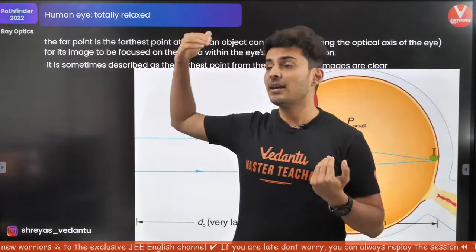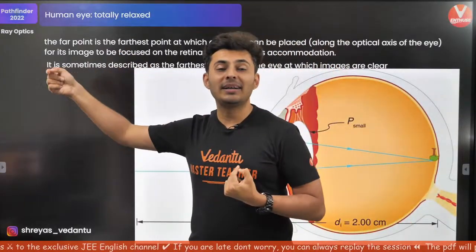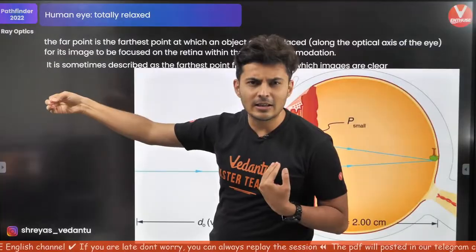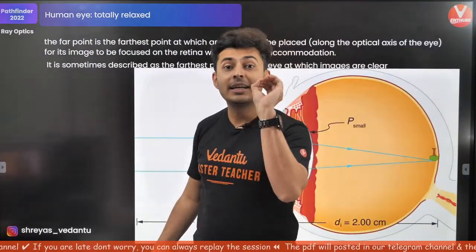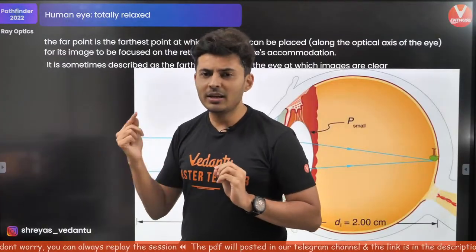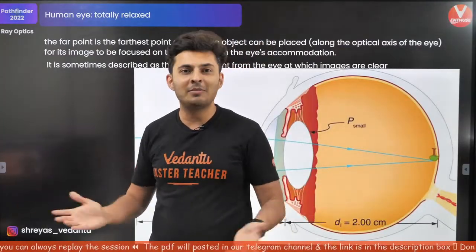So that is called the far point. The far point is basically that farthest point till which you can see clearly. Usually what is the far point? It is infinity for a healthy eye. For an unhealthy eye, it will be maybe, I don't know, maybe 10 meters.